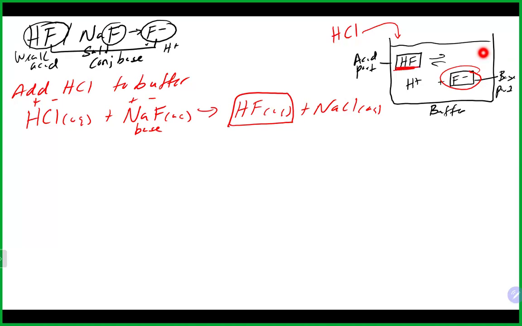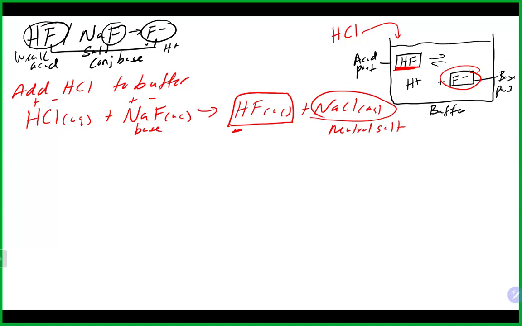Now, a couple of things here that happened is we actually made more HF than was in the buffer to begin with, and that always happens. So when you have a buffer, you actually will use part of the buffer up, but you'll then actually make the other part of the buffer. So it's kind of like you use a little bit up, but then you make the other part of the buffer. So this was already there, so that's not going to mess up the pH. We have sodium chloride, which is a neutral salt.